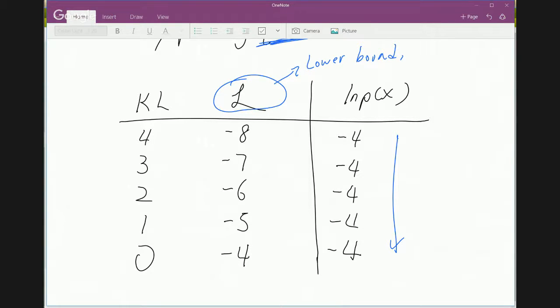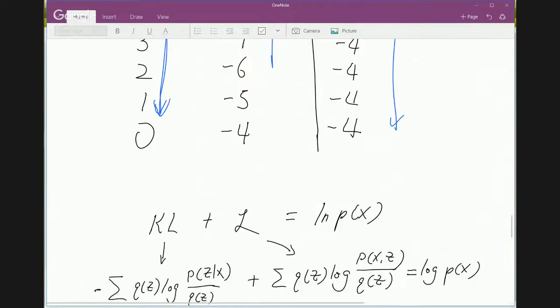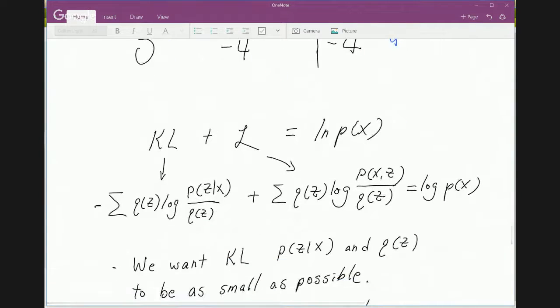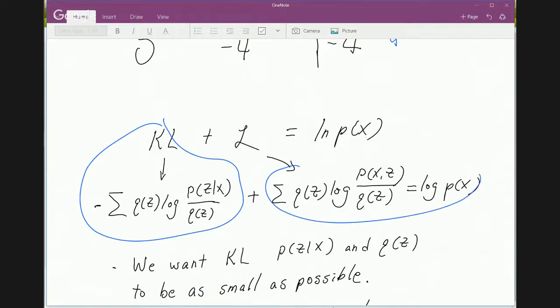Now, see how we're simultaneously reducing the KL divergence. So by increasing the lower bound, we're reducing the KL divergence. Okay, it's the same thing. Now, the KL divergence is here, and the lower bound is here. Oops, lower bound is here.